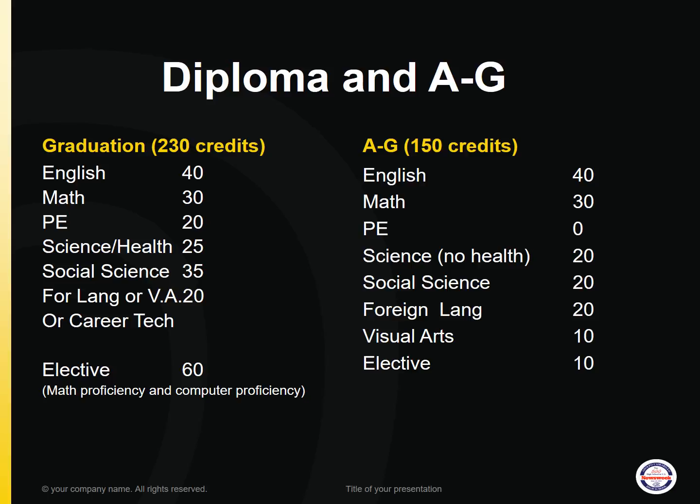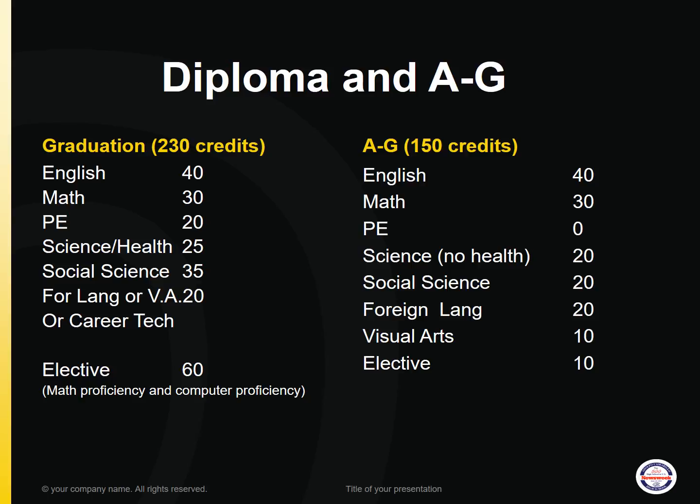The second column reviews the A through G requirements. The A through G requirements are the requirements needed to apply to a 4-year university right after high school. They are similar to the graduation requirements with a few exceptions. The first being in math. You must get through Math 3.